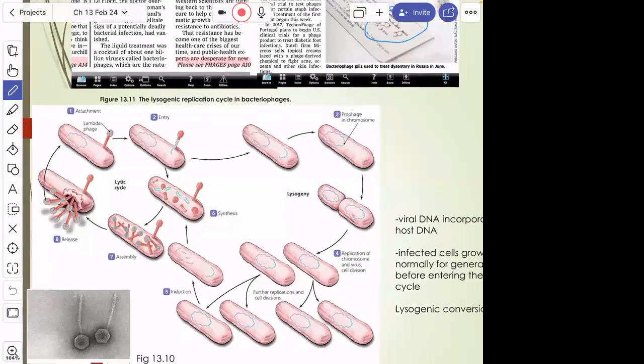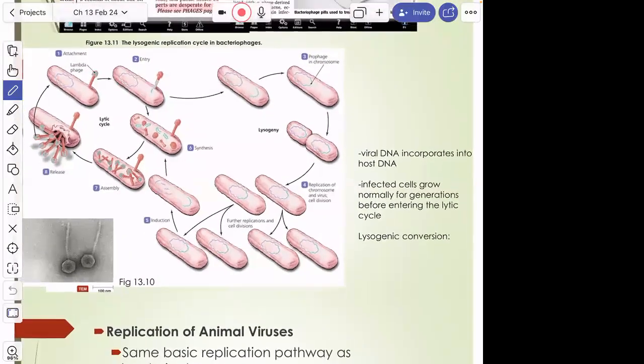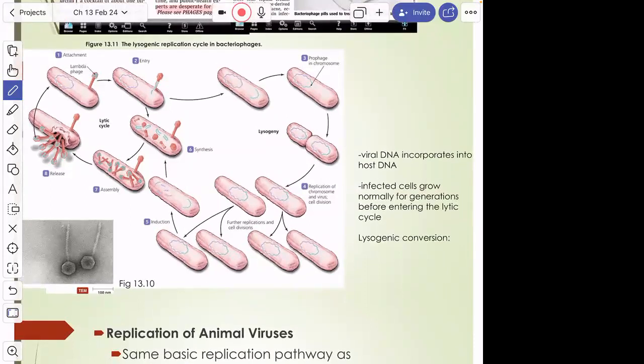All right. Okay, the second kind of replication that bacteriophage do is called lysogenic replication. And in this form of replication, the cell's not killed right away because the genetic material of the bacteriophage actually incorporates into the host cell and just hangs out there for a while.